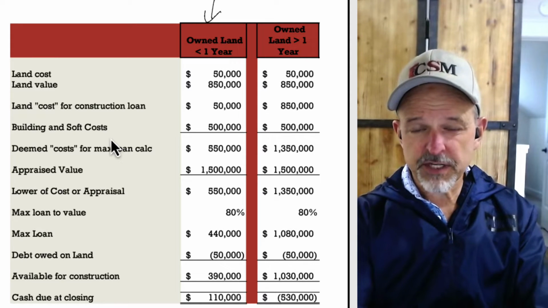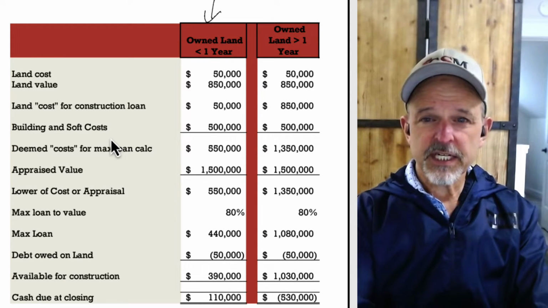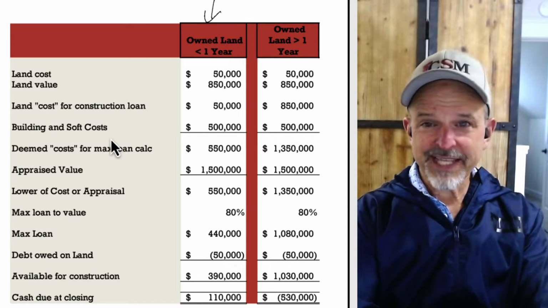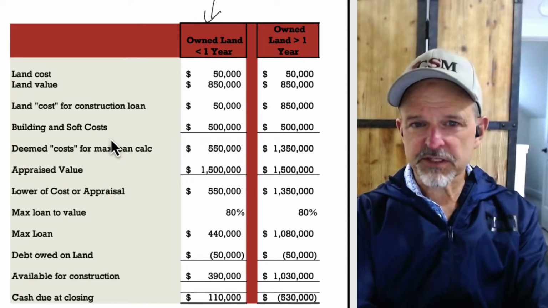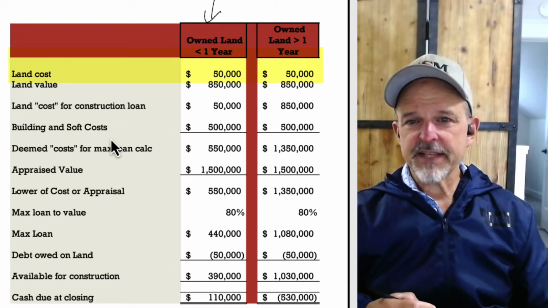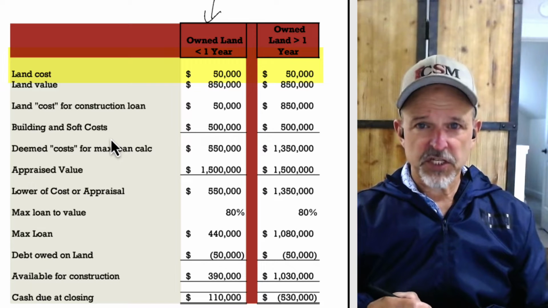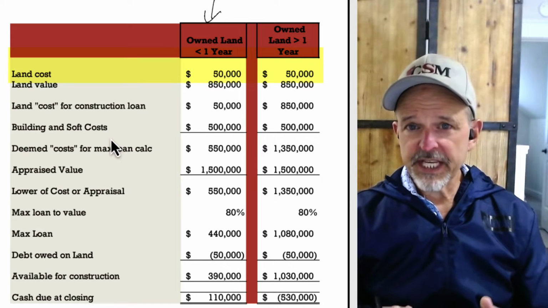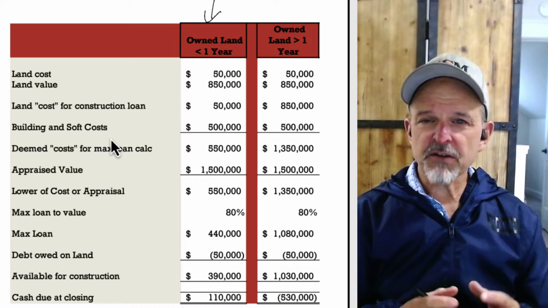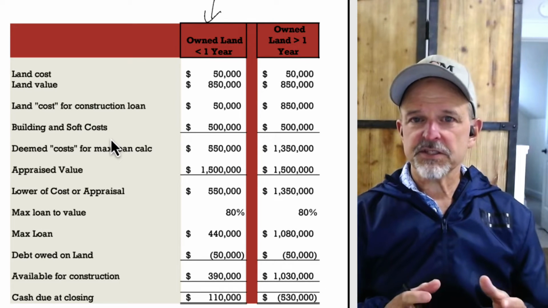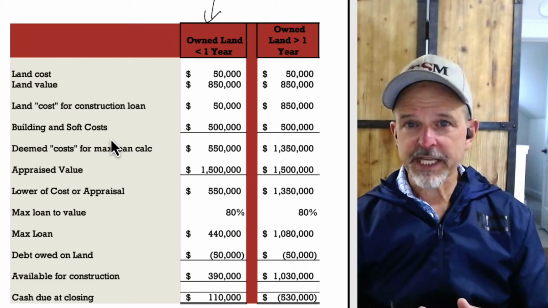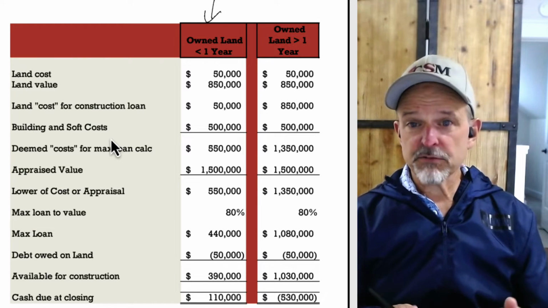Now I'm going to show you something that is a ridiculous illustration in one way, but it's an actual illustration in another way, and I'll explain that here. So let's say that you have land that cost $50,000, but it's worth $850,000, and here's why it's ridiculous. You've owned it for less than a year. I wanted to use this illustration because it's an extreme point that illustrates how I want to answer this question for you, but it actually reflects reality.